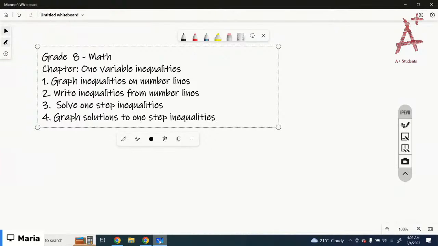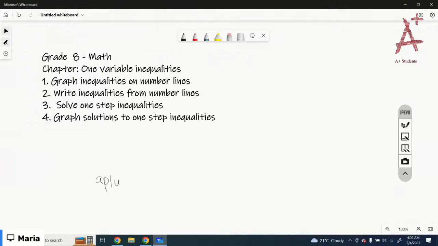So we're going to start with grade 8 maths. You can find all the lessons on aplusstudents.com. You have to log in there using your email address and password as provided by the administrator. Then you have to select math from the subject tab. Scroll down to grade 8 maths and then click on view all lessons.